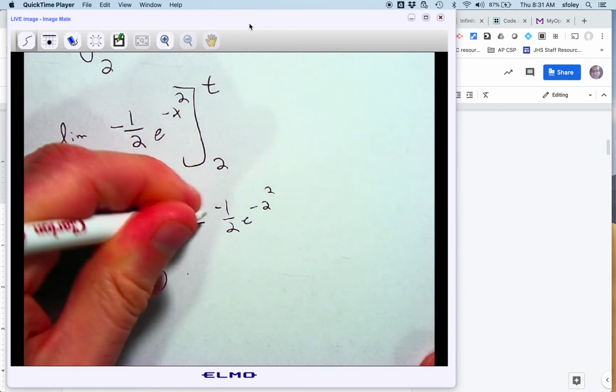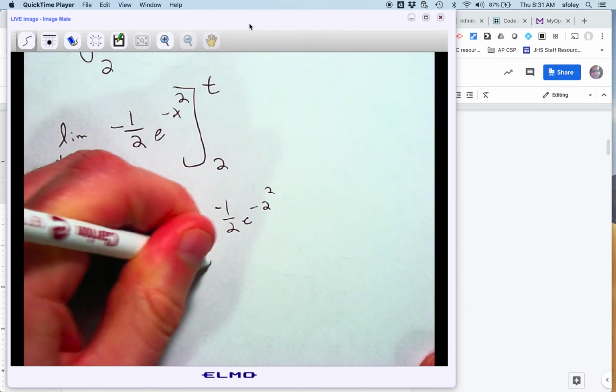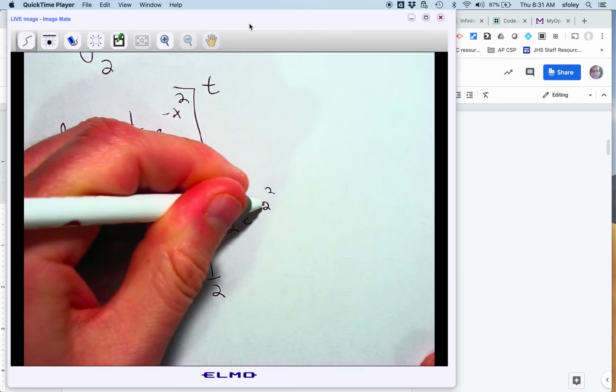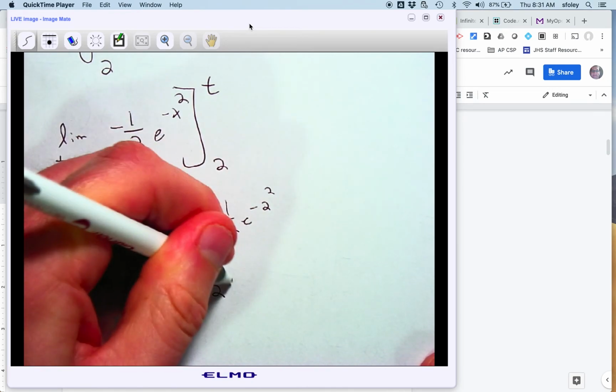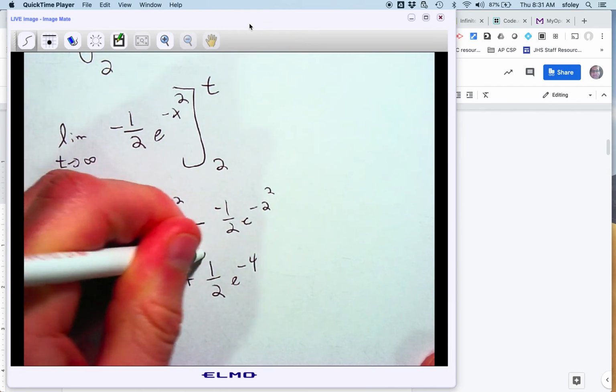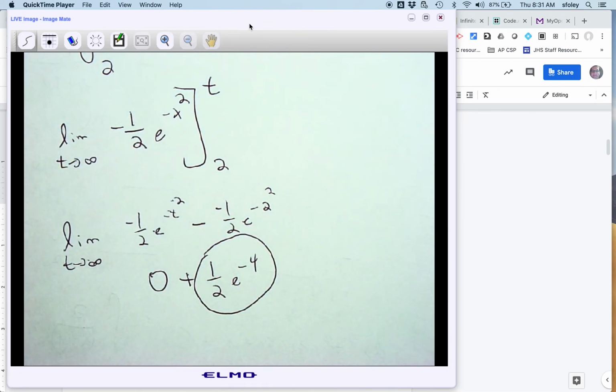And so minus and minus becomes plus. So I get 1/2. And remember, order of operations, once again, we square the 2 and then we make it negative. So the final exact answer of this is 1/2 e to the negative 4th. Improper integrals.